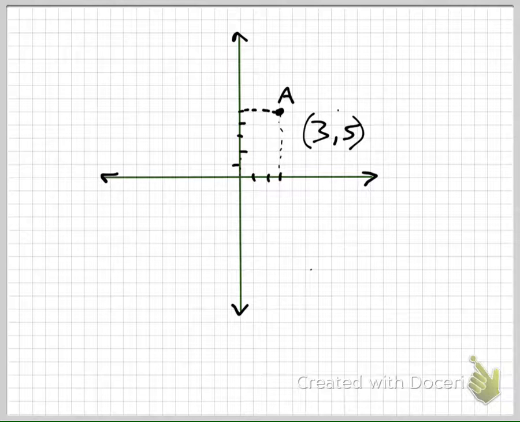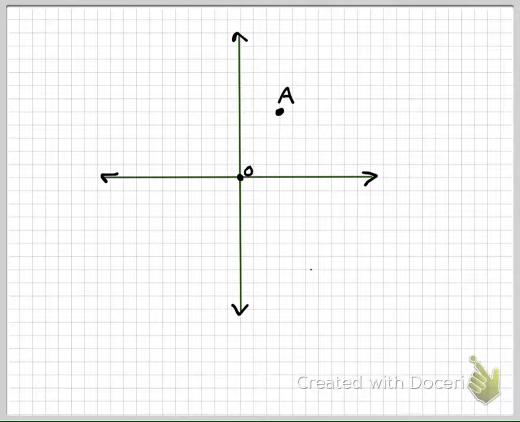3, 5? Got it? I just want to make sure that you're not counting the origin as 1. The origin is 0. This is point 1. This is 0. Okay? All right, try another one.